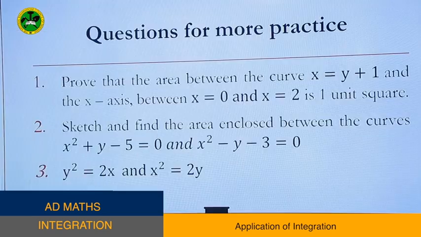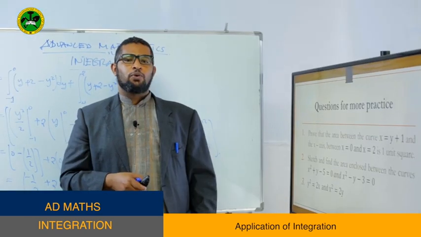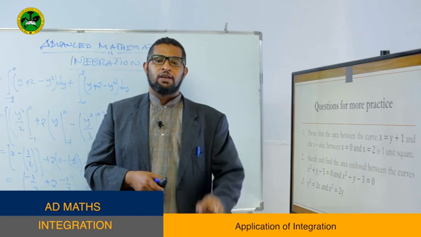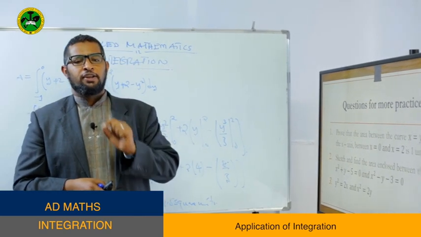But the second question: sketch and find the area enclosed between the two curves, x squared plus y minus 5 equal to 0, and x squared minus y minus 3 is equal to 0. That's the second question. The last question is y squared equal to 2x and x squared is equal to 2y. So these are the questions that you are supposed to take and work on.